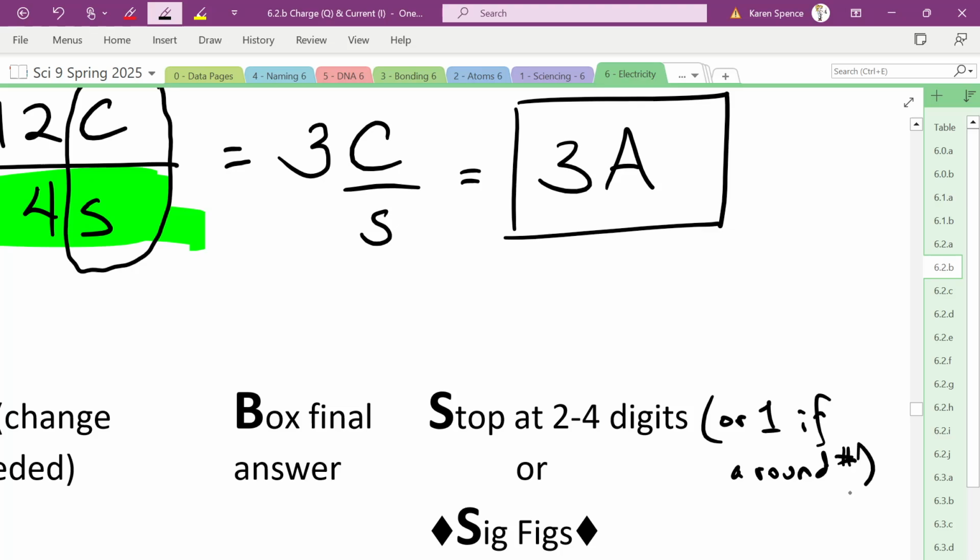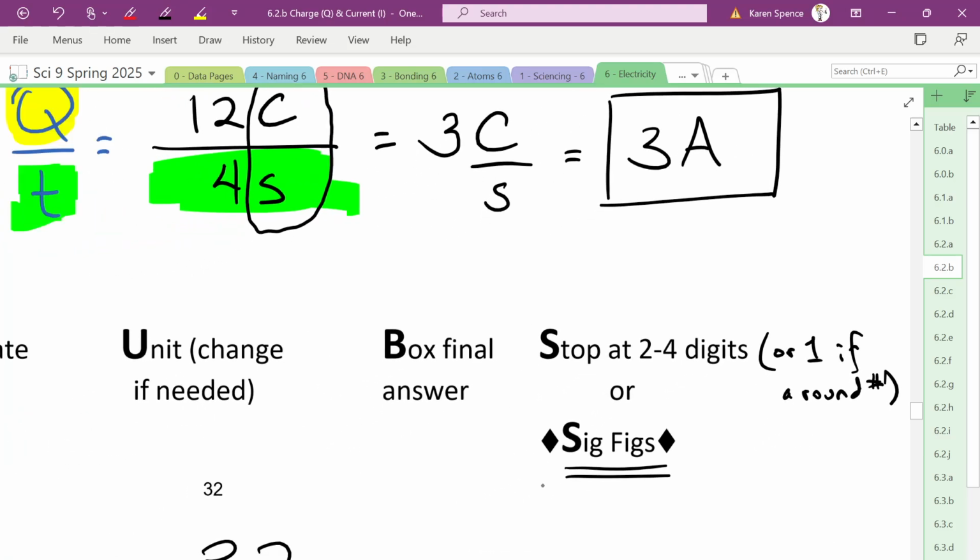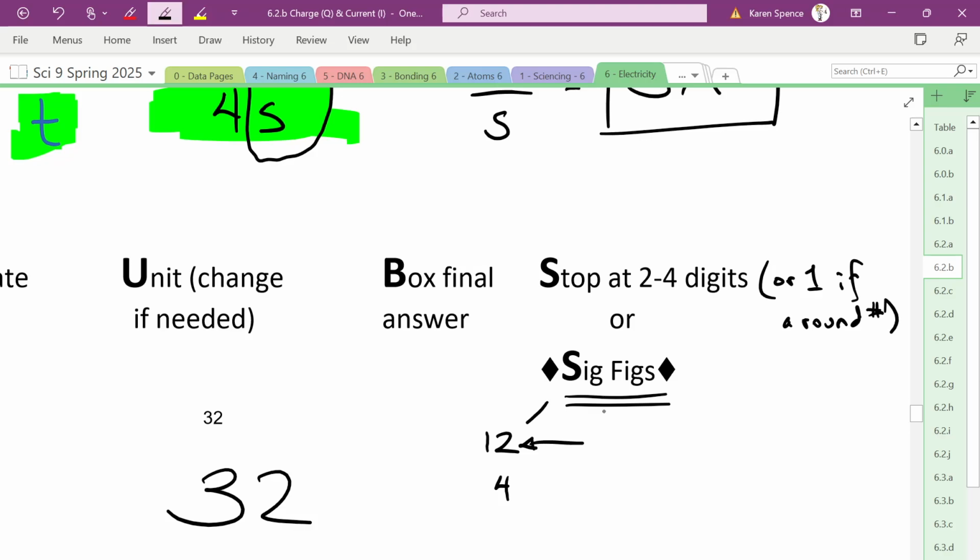Like 3 is a round number, right? It's just a whole number. Or we should do significant figures. We had in our calculation the numbers 12 and 4. How many sig figs in 12? 2 sig figs. How many sig figs in 4? 1 sig fig. And when we multiply or divide, which is what we did here, we divided.